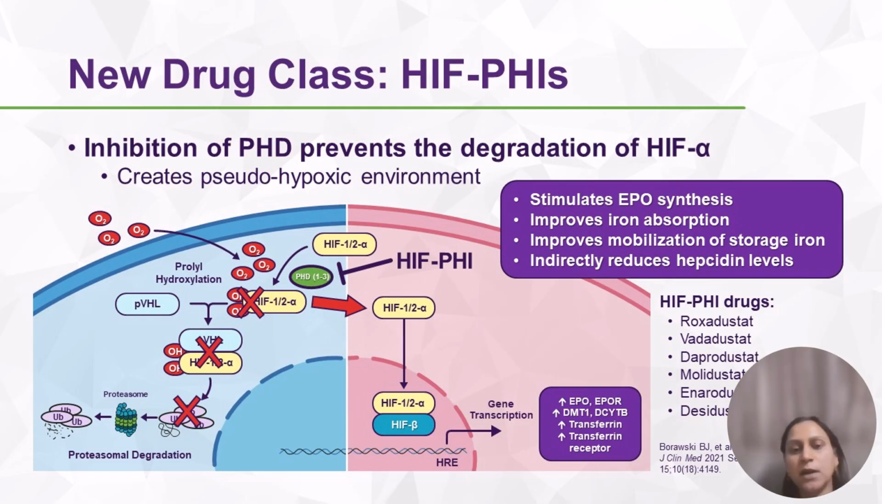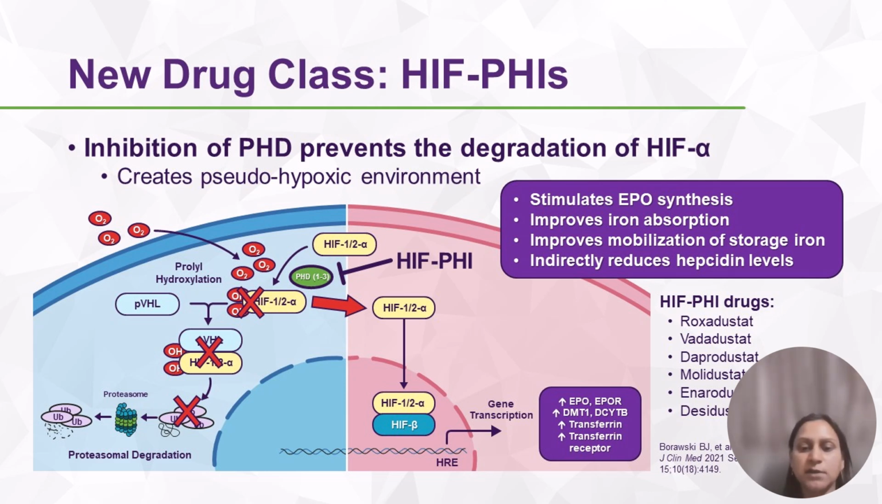So this is the new drug class, that is hypoxia-inducible factor stabilizers, that is prolyl hydroxylase inhibitors. This inhibition of prolyl hydroxylation prevents the proteasomal degradation of HIF alpha. This creates a pseudo-hypoxic environment. Because of the pseudo-hypoxic environment, HIF alpha and beta combine together, gene transcription happens, and there is an increase in erythropoietin and transferrin receptor gene transcription. This stimulates EPO synthesis, improves iron absorption, improves mobilization of storage iron, and also reduces hepcidin levels.